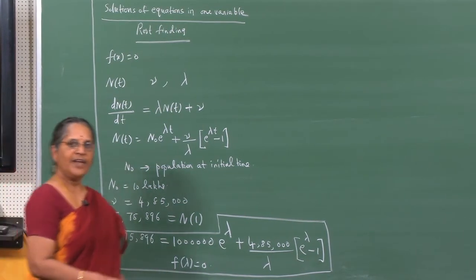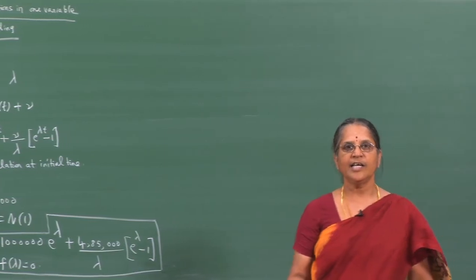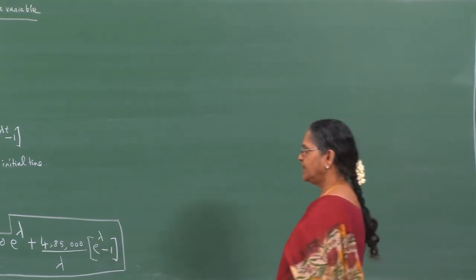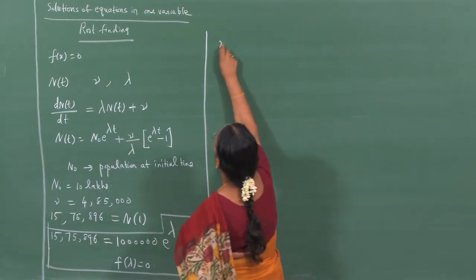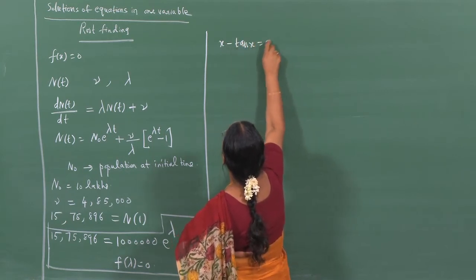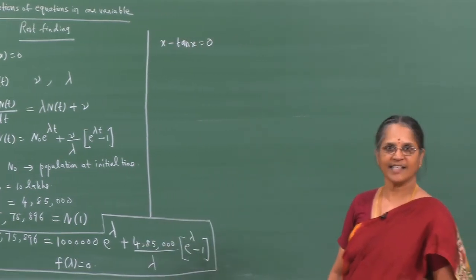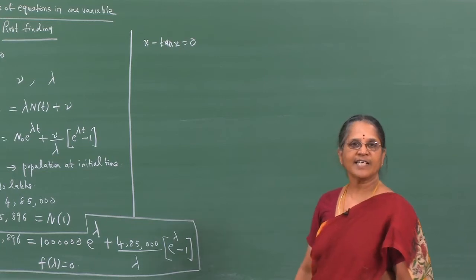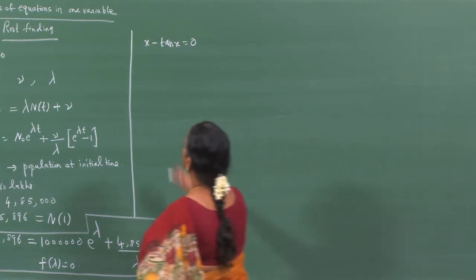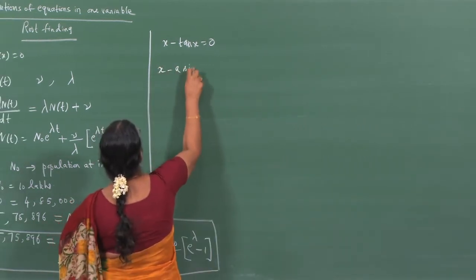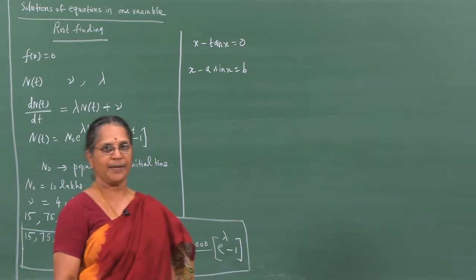There are various physical situations where we come across equations of different forms. Say for example, in the case when we study diffraction of light, we come across an equation of the form x minus tan x is equal to 0, where we are required to determine what this angle x is. Or when we study central orbits, we come across Kepler's equation, which is of the form x minus a sin x is equal to b, where we are required to determine this x for different values of a and b.